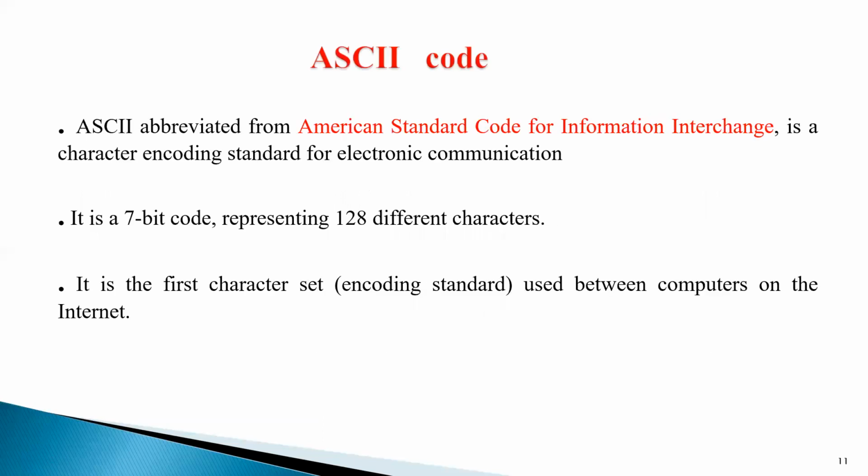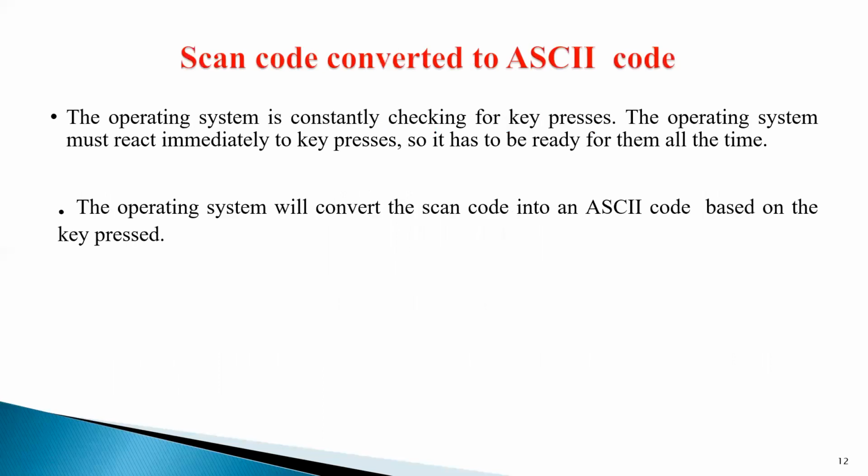ASCII code. What is ASCII code? ASCII is abbreviated from American Standard Code for Information Interchange. It is a character encoding standard for electronic communication. It is a 7-bit code representing 128 different characters. It is the first character set used between computers on the internet. Scan codes converted into ASCII code.